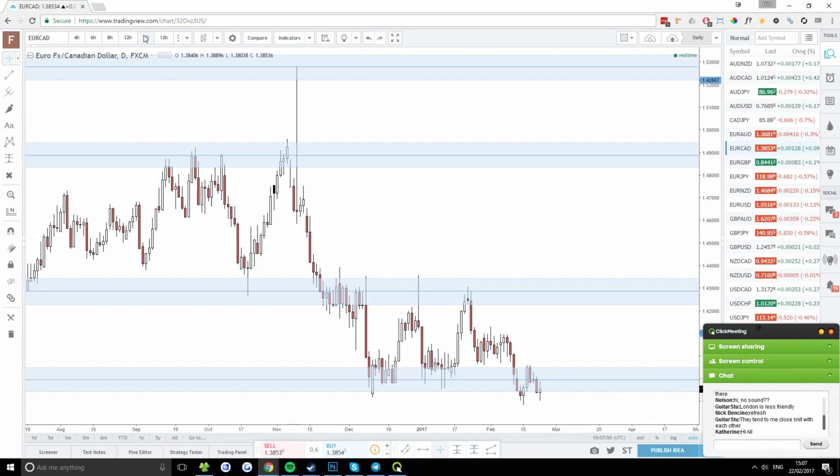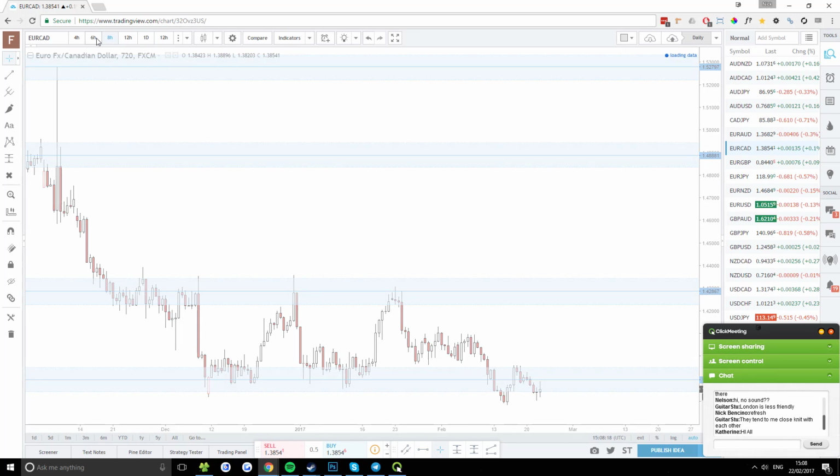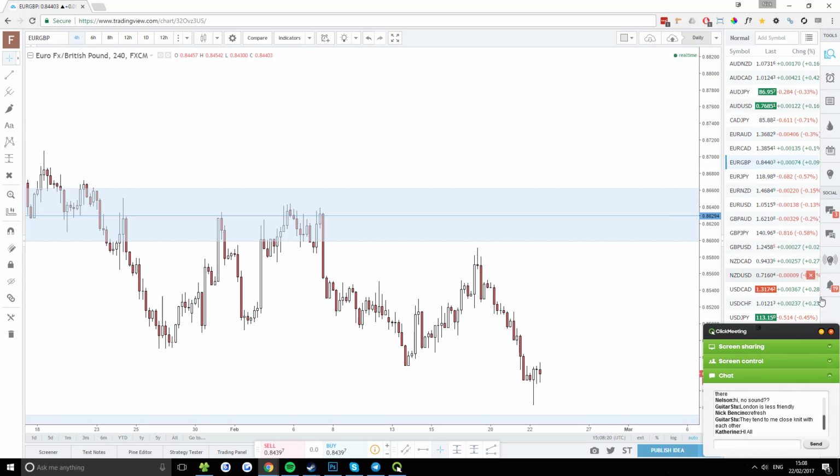EuroCAD, what's EuroCAD doing? EuroCAD's still doing that thing where it's just stuck on this support area. Doing this last week also. Some people wanted to enter here. I didn't really think it was that great a trade setup. Glad I thought that because it didn't really work out too well. I mean, it wouldn't even have hit stop. It's just stalled, so you probably would have had to close that one out at break even. Yeah, nothing much happening there.